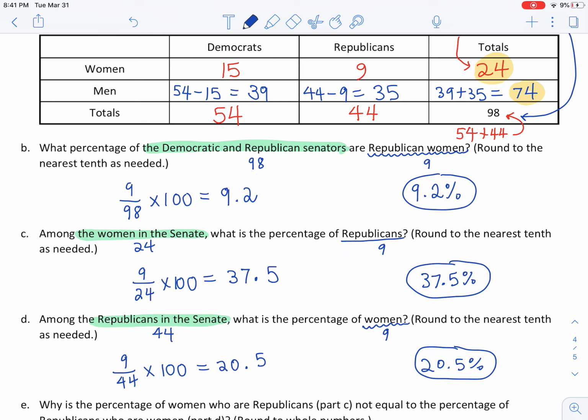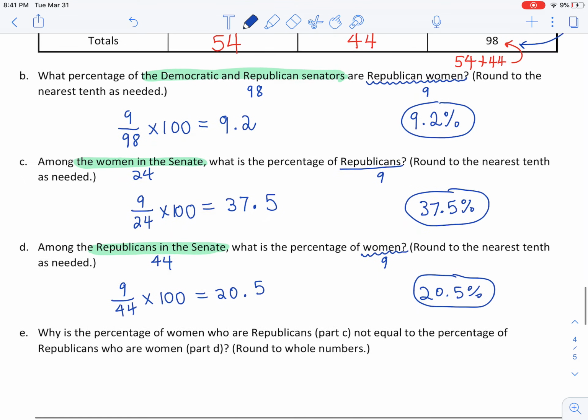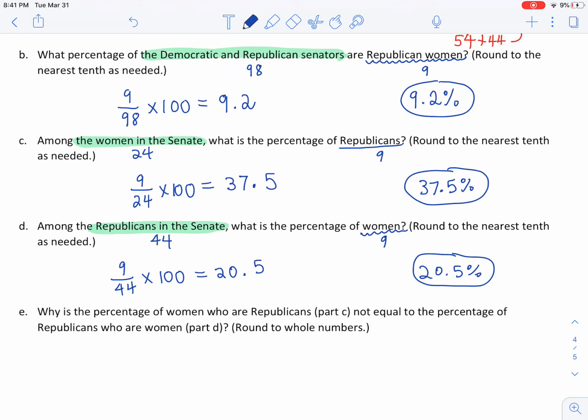Okay, we're doing good. So when you're doing these conditional probability problems, as long as you can identify what the numerator is and what the total is, this is the part over the whole, then you'll be good to go, right? All right. Now they're asking E, why is the percentage of women who are Republicans, that's what they asked in part C, the answer that we got in part C, not equal to the percentage of Republicans who are women? Now, of course, they're different because they were asking 2 different questions, right?